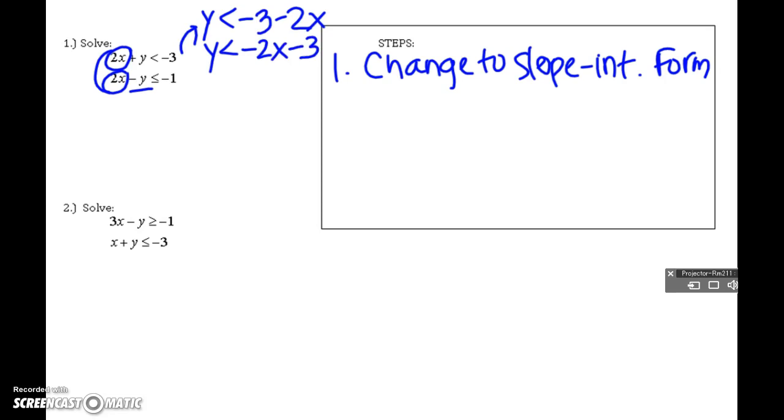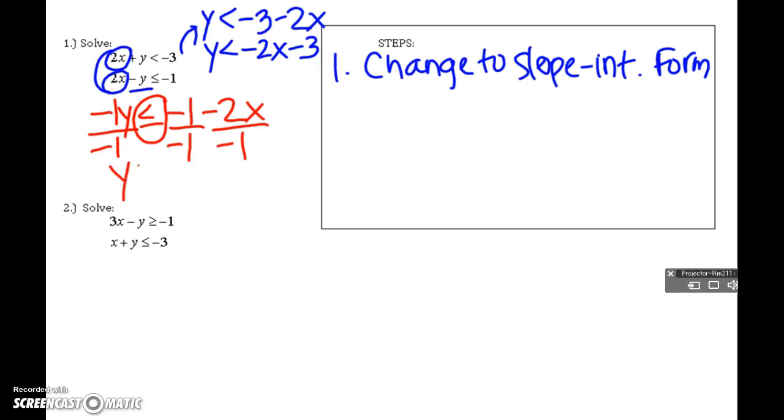The second one, I need to also subtract 2x. But then I'm still left with this negative y, so I need to divide by negative 1, because here's an imaginary 1. I need to divide everything by negative 1 on this side. And when I divide by a negative number, when solving an inequality, my sign changes. So now I have y is greater than or equal to, switched, negative 1 divided by negative 1 is positive 1. Negative 2 divided by negative 1 is positive 2x. And again, I can switch this if I want to say 2x plus 1, so that I can see my slope and my intercept.